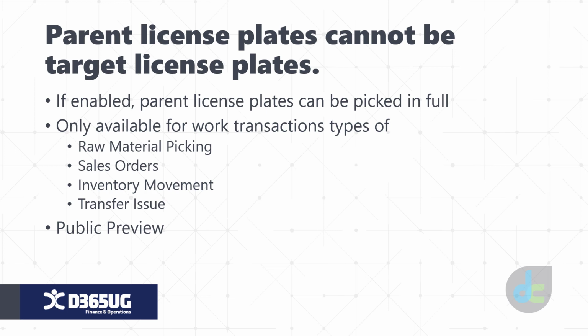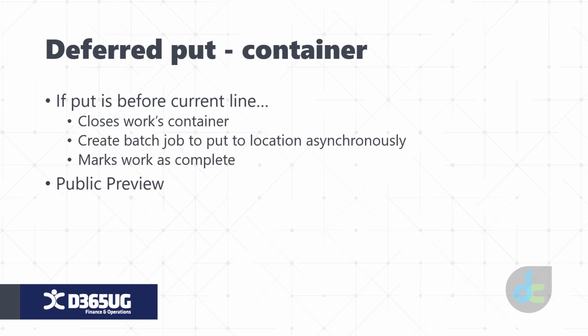Next is the feature called parent license plates cannot be target license plates. The name on this is a little confusing, but what this does is if enabled, parent license plates can be picked in full. So if you have a license plate that has a bunch of mixed items or is not a full pallet or something along those lines, you can now pick the parent license plate, but this is only available for raw material picking, sales orders, inventory movements, and transfer issues. And as a call out, this is in public preview, so there may be some bugs in there, or the functionality may change a little bit before it's fully released.